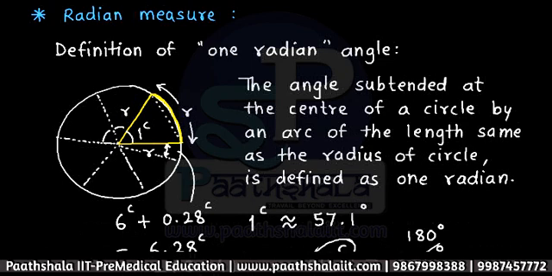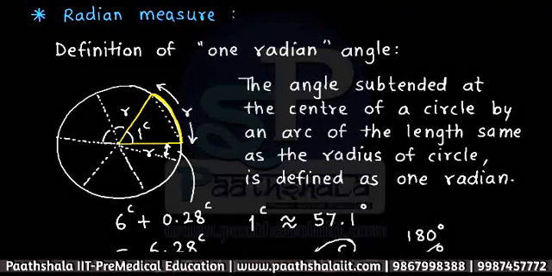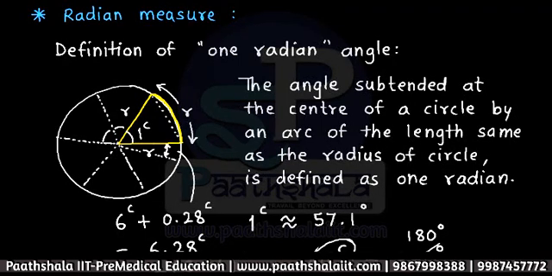Just to recap once again, by 1 radian of an angle we mean the angle subtended at the center of a circle by an arc of the length same as the radius of the circle. 1 radian is a little less than 60 degrees, and it takes around 6.28 radians, that is 2 pi radians, to cover one full circle. Now we'll see how to convert the degree measure into radian or radian into degree.